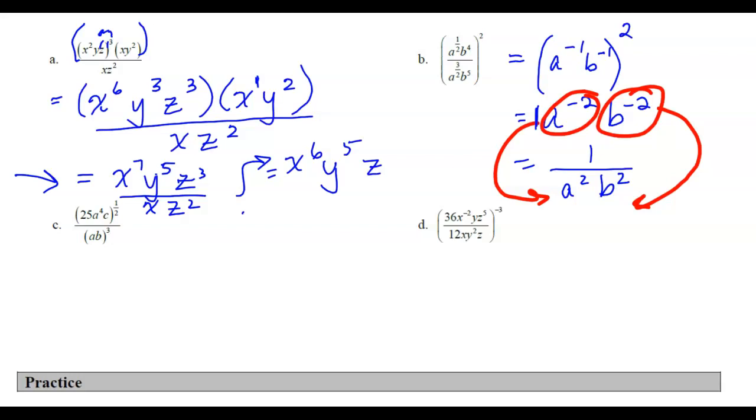Next one in C, it's a fraction, but now the brackets are in separate parts, right? So the numerator is raised to the exponent 1/2, the denominator to the exponent 3. So you have to do them separately. So 25 to the 1/2, we'll think about that in a sec. A to the 4th raised to the 1/2, you're multiplying the exponents, so that's a squared. And c to the 1 to the 1/2 is c to the 1/2 overall.